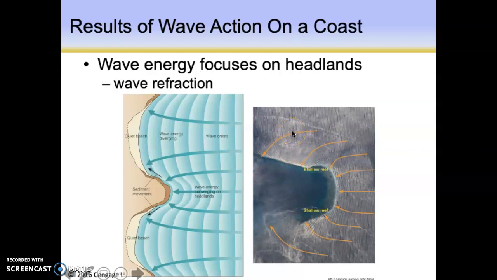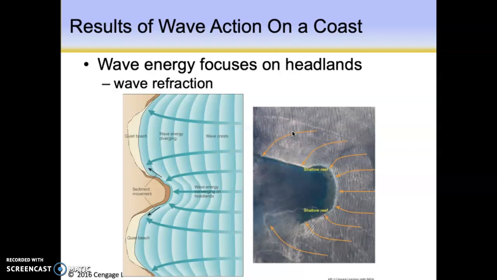Now, if we put our erosion and our deposition together, this is something that we can see happening, which is wave refraction. And this goes back a couple chapters to our chapter on waves. Remember, as waves approach the shore, one side of the wave slows down, and that will cause the wave to turn.